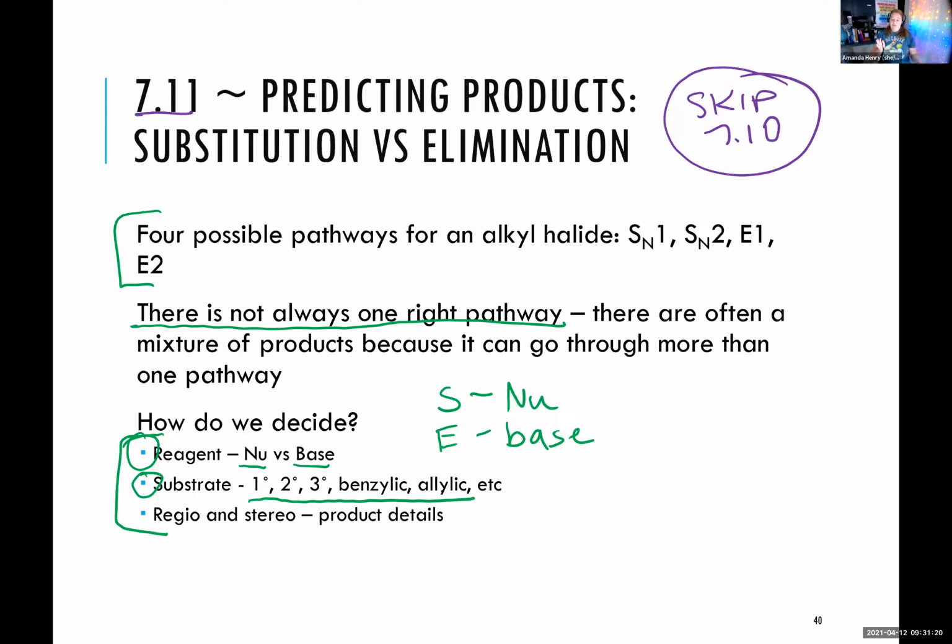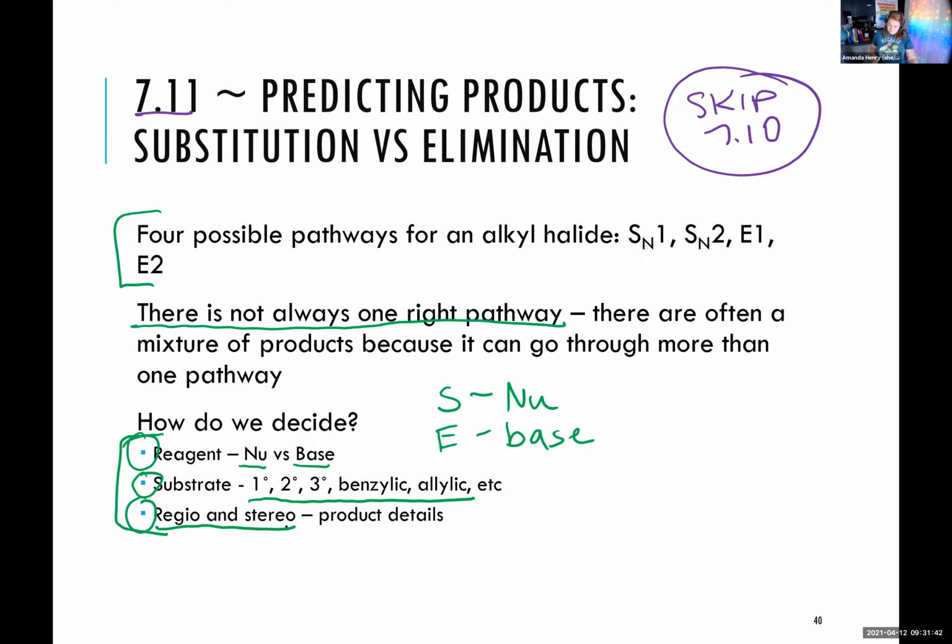Once we know which pathway we're going down, Sn1, Sn2, E1, or E2, then we can decide regio and stereochemistry. Where will that double bond form? Will the nucleophile have the same stereochemistry or the opposite stereochemistry from where we started? So that's getting into the details of our product.